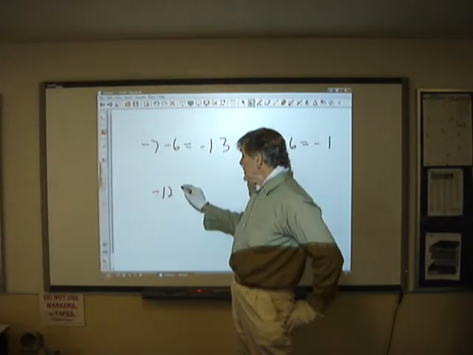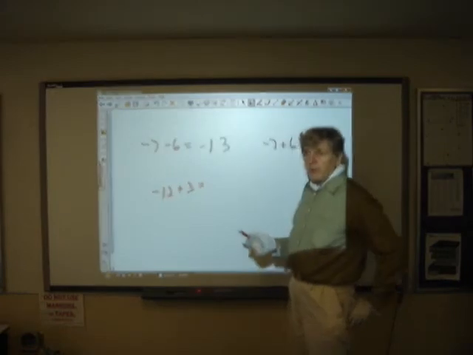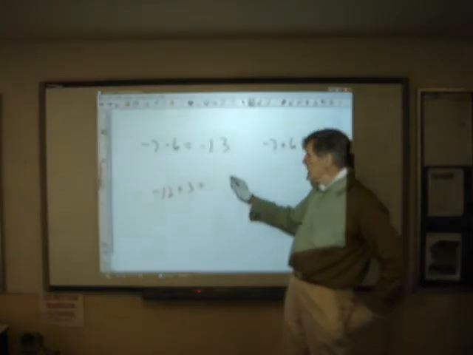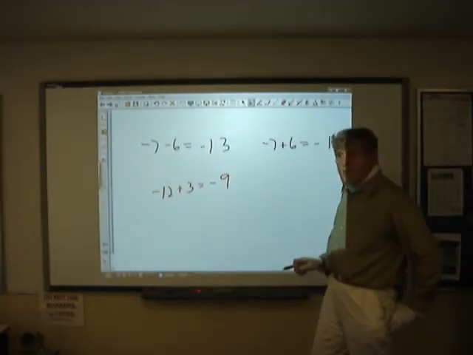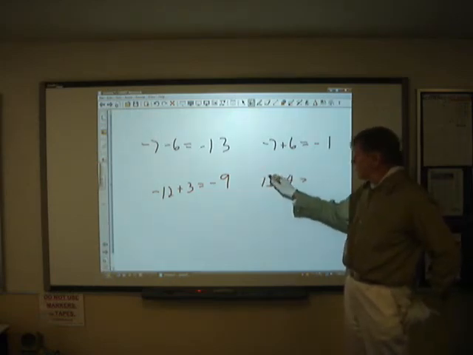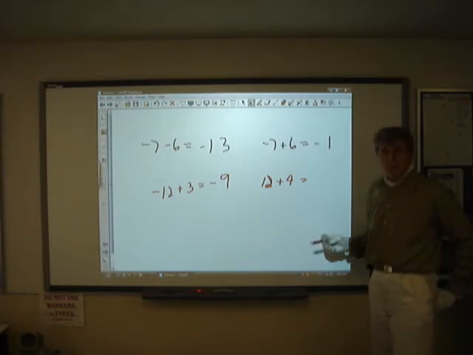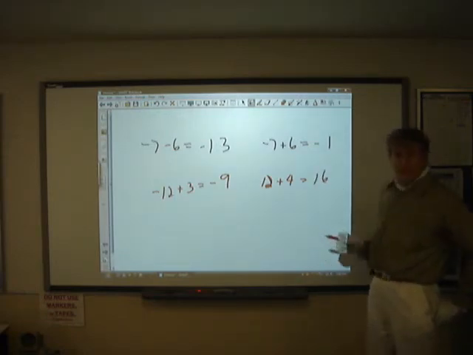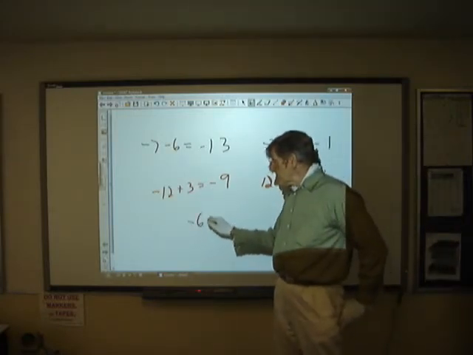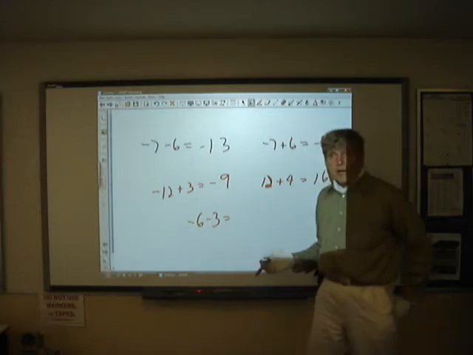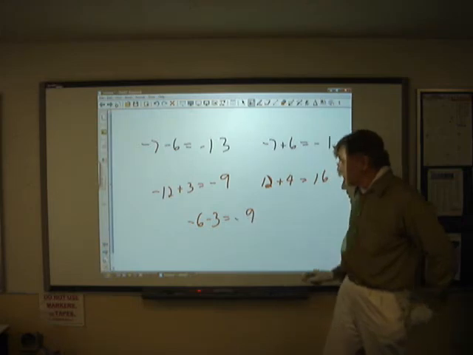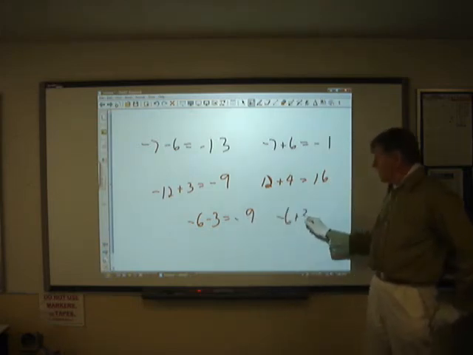Let's try another one. Minus 12 plus 3. Rule 2 applies because they have different signs. So we subtract the smaller from the larger, producing a 9, and the answer has the sign of the larger. Let's try another one. 12 plus 4. The numbers have the same sign, so Rule 1 applies. We add the numbers, and the answer has the sign of both numbers. Let's try a minus 6 minus 3. Rule 1 applies because they have the same sign, so we produce a 9, and the answer has the sign of the numbers.